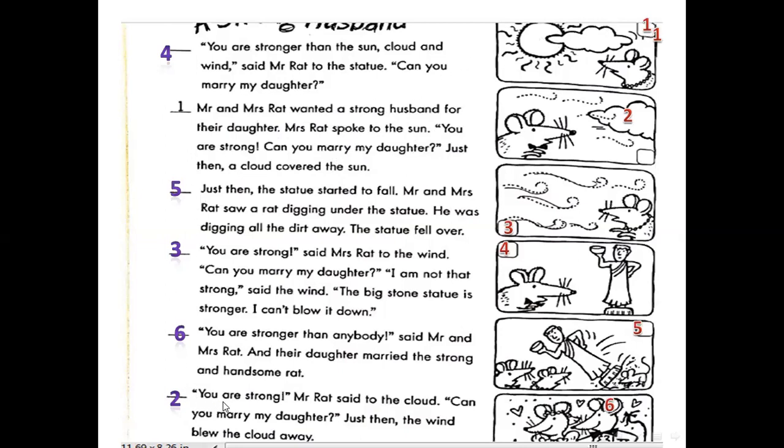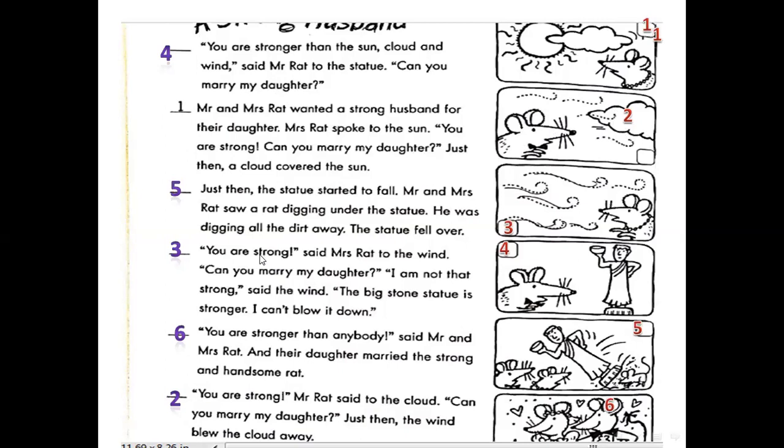Number 2, you are strong. Mr. Rat said to the cloud, can you marry my daughter? Just then, the wind blew the cloud away. This is number 2. You can see the rat talking to the cloud, asking the cloud to marry his daughter, but the wind is blowing the cloud away or moving it away.